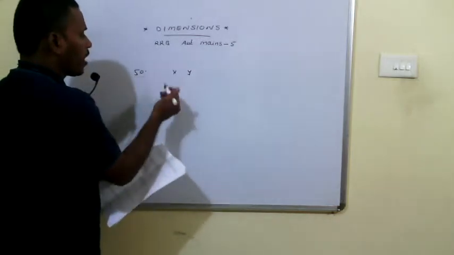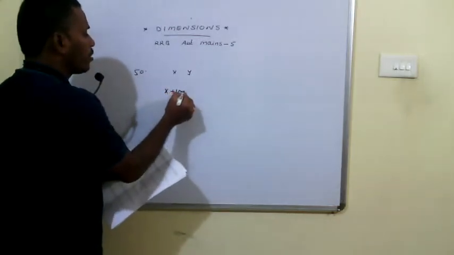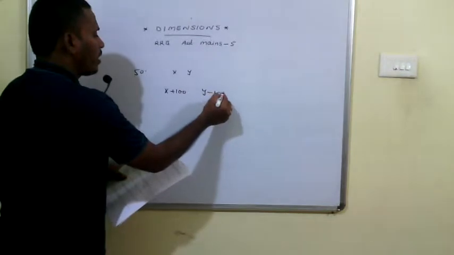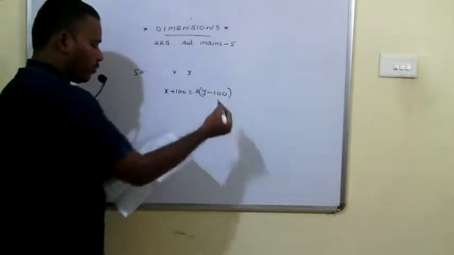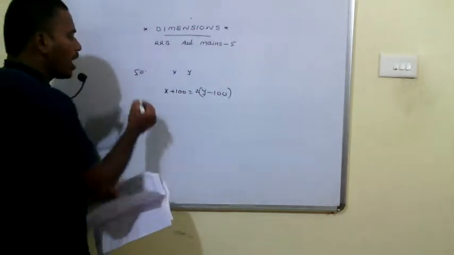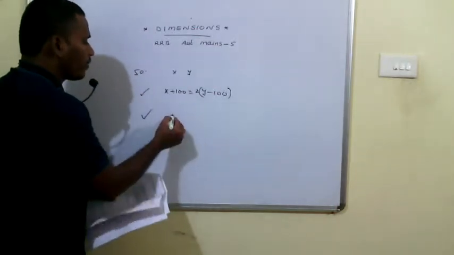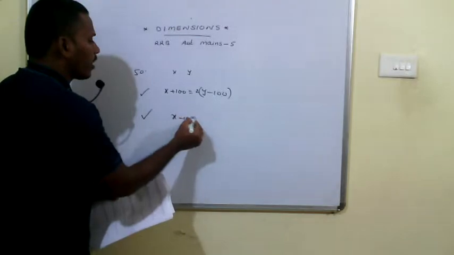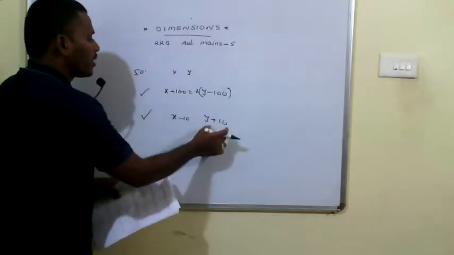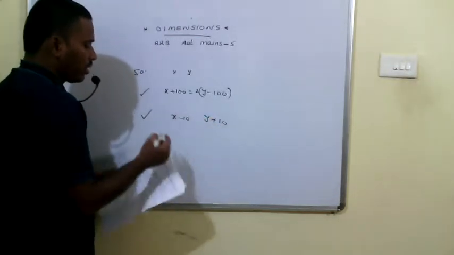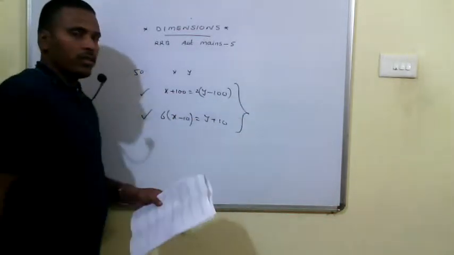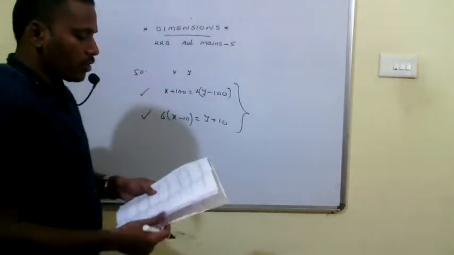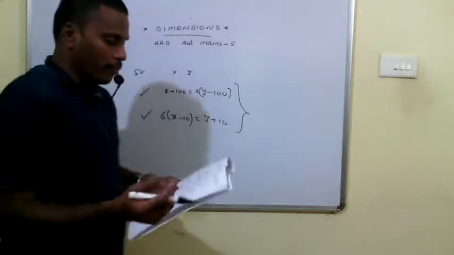If the second person gives 100 rupees to the first person, then the amount is x plus 100 and y minus 100. As per the first statement, this amount is equal to 2 times of y minus 100. And in the second case, if the first person is giving 10 rupees to the second person, the amount with the second person is 6 times the amount with the first person. Solving these two linear equations gives the values of x and y. That ends the problem.